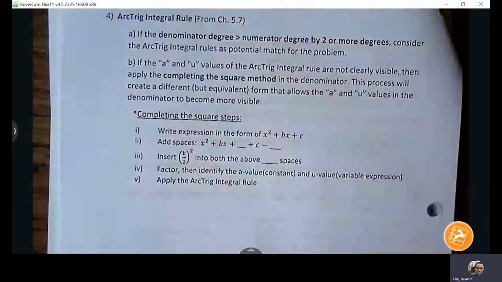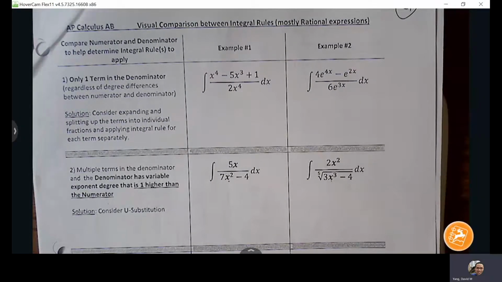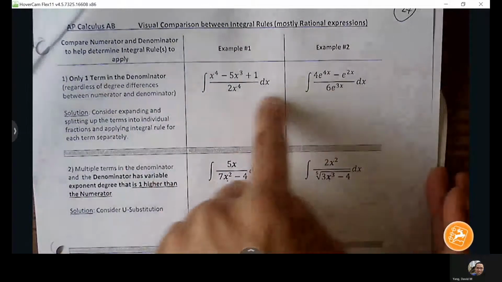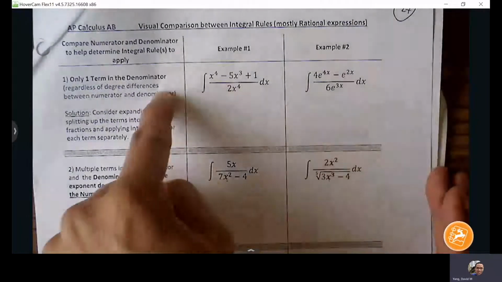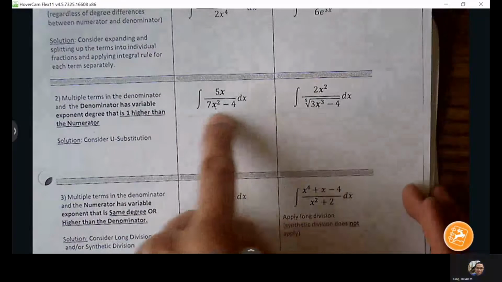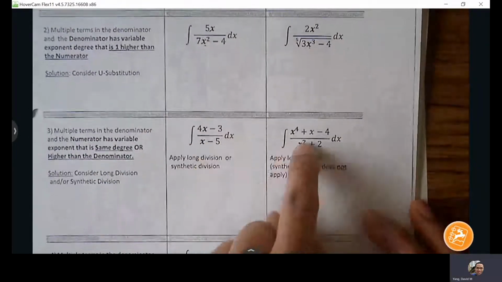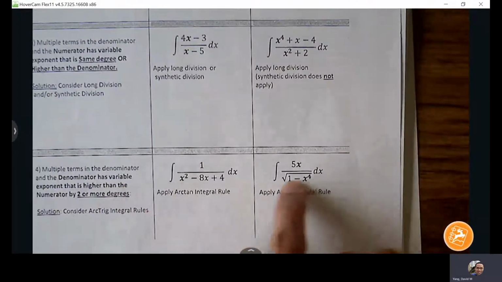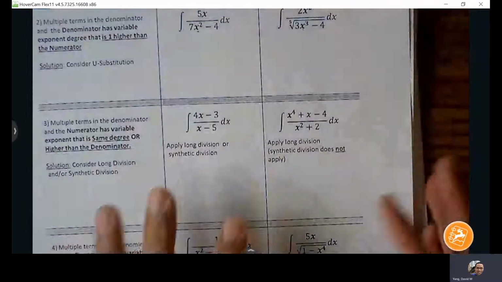Now page 27. Let me quickly go over these here. All these problems look kind of the same. The first row are ones that are suitable for expansion, potentially power rule. Row two is just a normal u substitution. Row three is long division, synthetic division. And row four is arc trig. So I want to highlight those differences. And then I worked out the problems on the back page, on page 28.